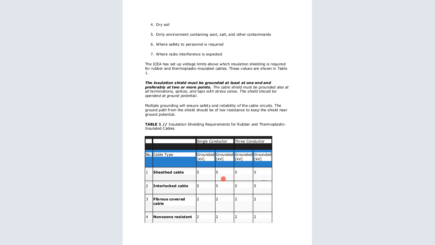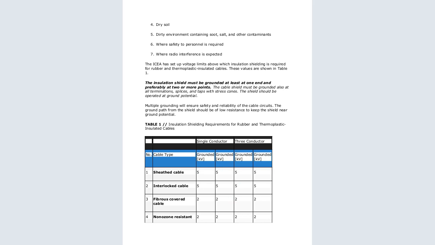And then we have the insulation shield, which must be grounded at least at one end, and preferably at two or more points. So the cable shield must be grounded also at all terminations, splices, and taps that stress cones. The shield should be operated at ground potential.